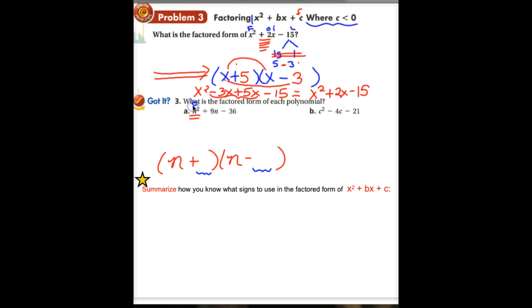Well, this is first, outside, inside, last. So how do I multiply to equal 36? There's a lot of ways, unfortunately. I'm going to list them all. As you get better at these, sometimes you get the correct answer right away, but I'm going to list them all. Here's all the ways I can multiply to equal 36.